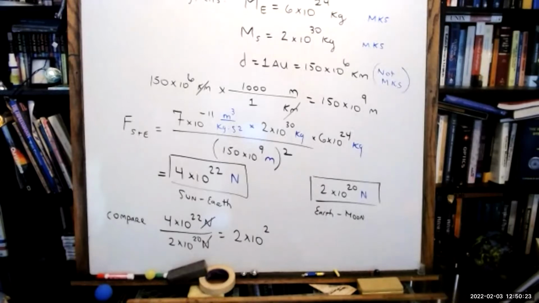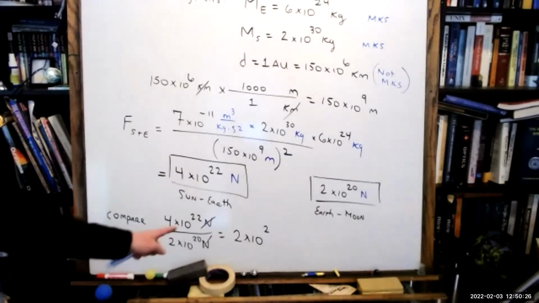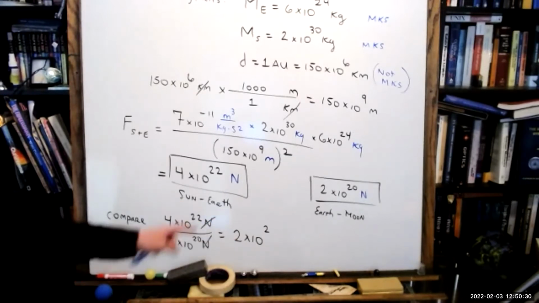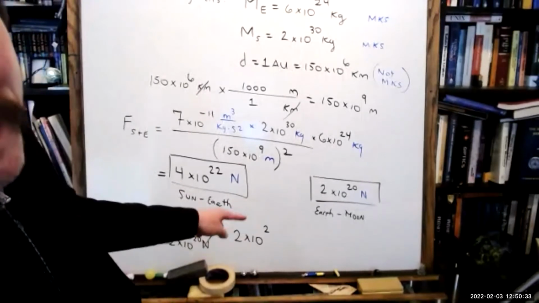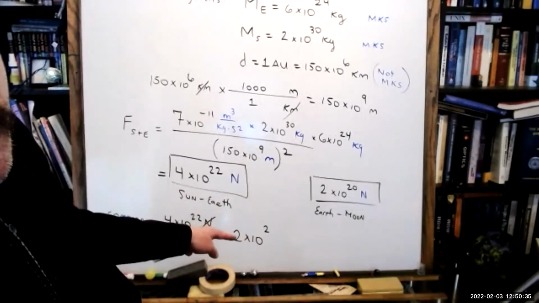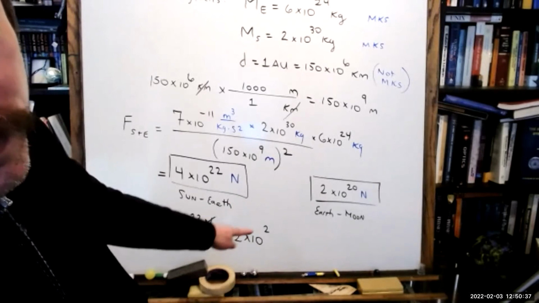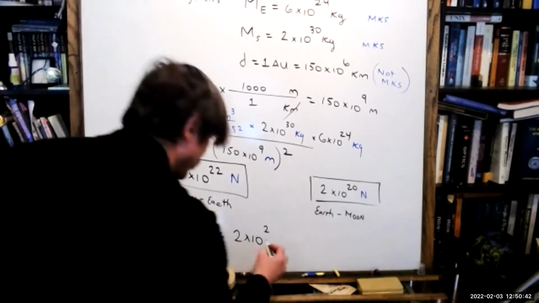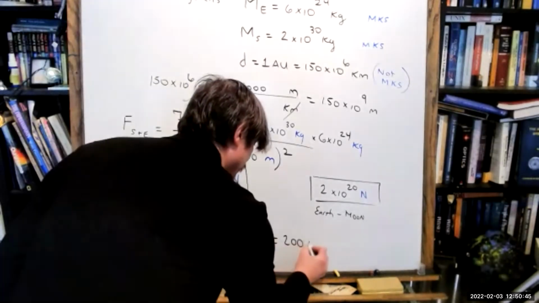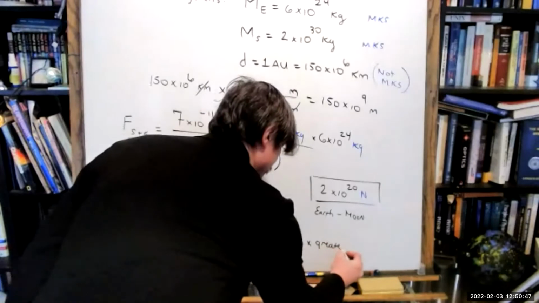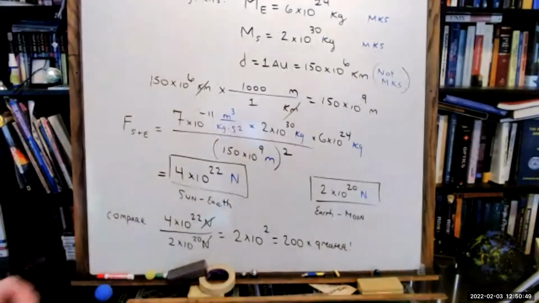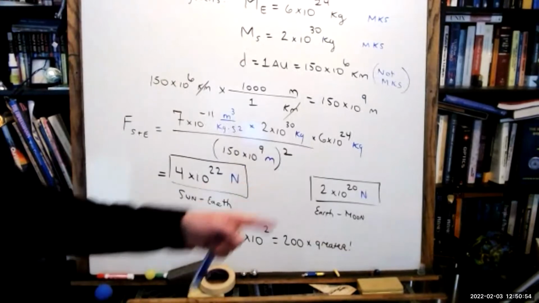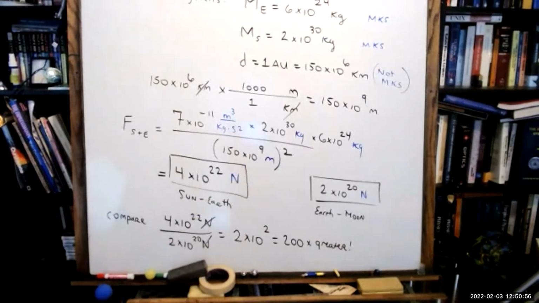So what does that mean? Not 2 times greater. 2 times 10 to the 2 is not 2 times 2. Oh, sorry. Right? This means a 2 followed by how many zeros? 2 zeros, so 200 times greater. There you go. It's 200 times greater. In other words, the gravity between the sun and the earth is 200 times greater than the gravity between the earth and the moon.